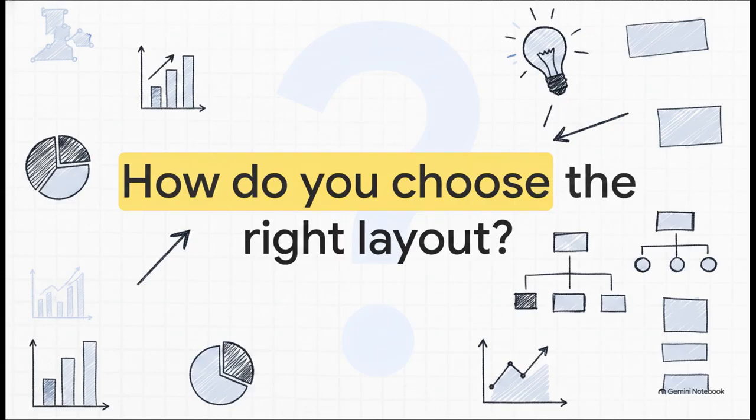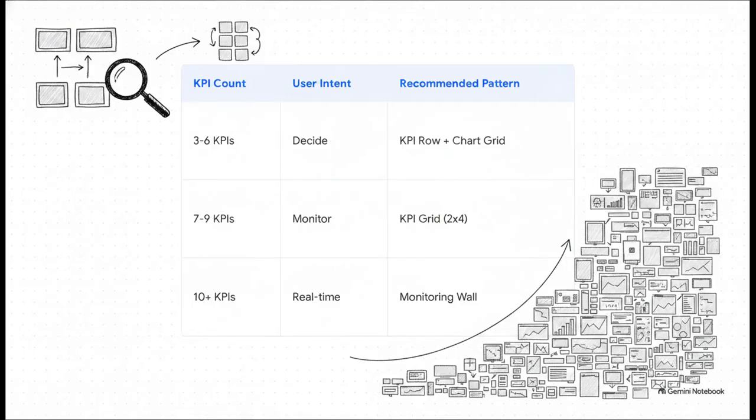Well, it actually comes down to a very strategic, logical framework. You really don't have to guess. Your specific KPI count and your audience's main intent should automatically dictate your layout choice. For example, say you have 3 to 6 KPIs and the goal is making decisions. Boom, you go with the KPI row and a chart grid. If you're monitoring 10 plus KPIs in real time, you need a monitoring wall. It's all about matching the pattern to the job.